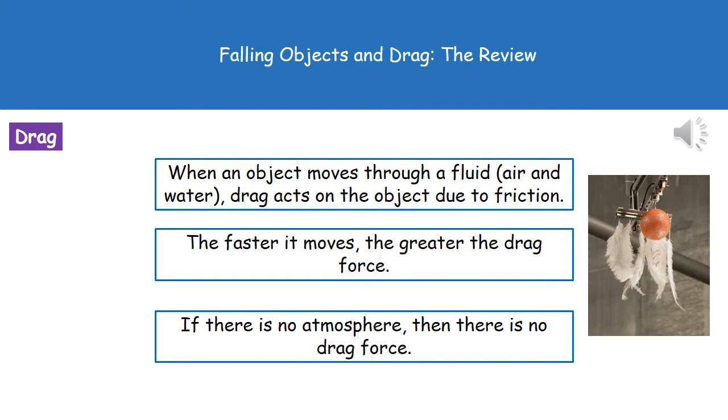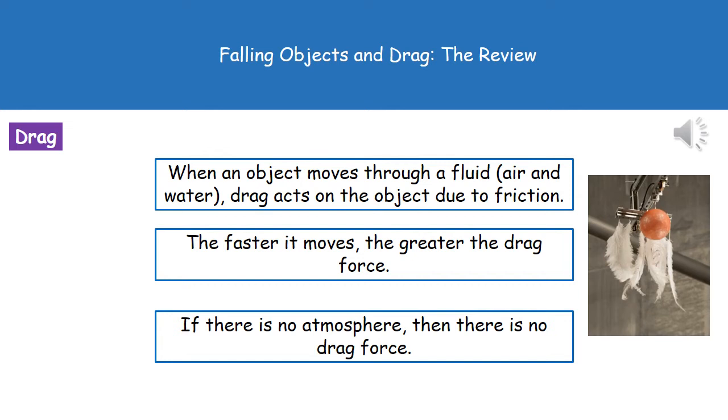When we have an object that falls through a fluid, and by a fluid I'm talking about either air or water, then we have drag acting on it, and that is as a result of friction. As it's falling through that fluid, there are particles in the fluid that are knocking into our object. As soon as we have that, we get friction occurring, and that's going to slow down our object. The faster it moves, the greater that drag force will be. If however we have no atmosphere, for example on the moon, then we have no drag force. If there's no atmosphere, there are no particles, therefore there is no drag force.